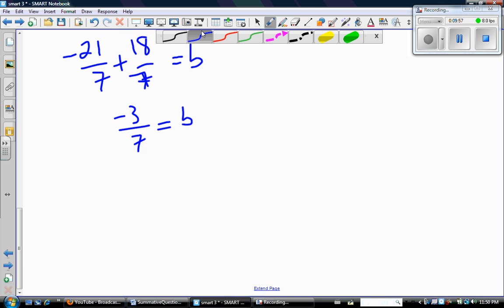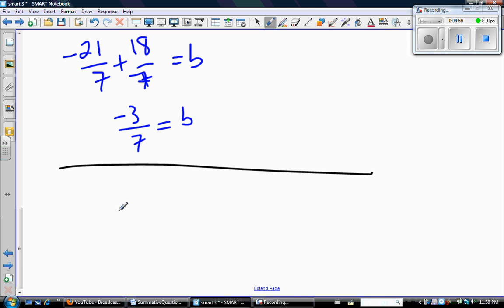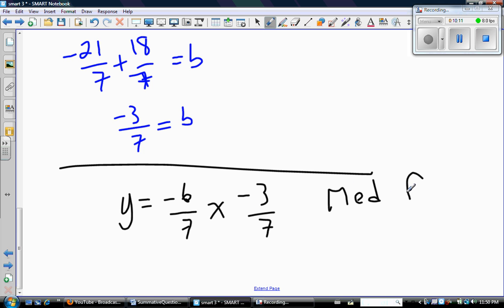So I found slope, and then I found b. So I now have the equation. y equals negative 6 over 7 x, and then the y-intercept is negative 3 over 7. That's the median from R.